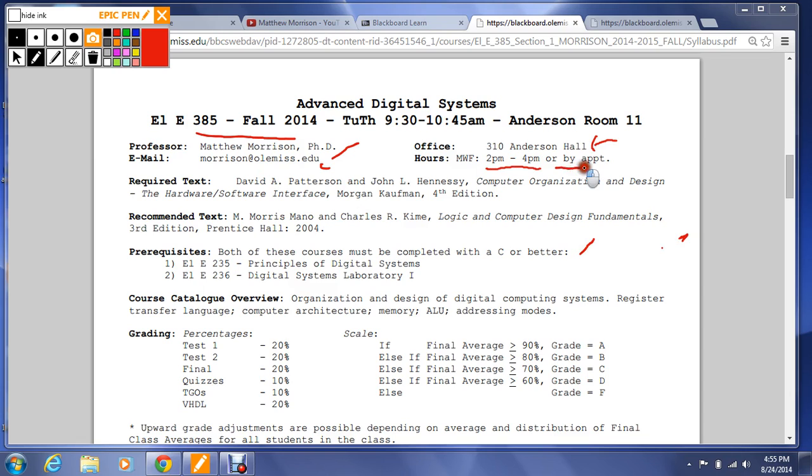Or by appointment, meaning that if you can't make these office hours, it is okay to email me and set up a different time that is more convenient for you, and I will make a time available for you, given that I can make it work, which more often than not I can. So answer number one on the extra credit is morrison@olemiss.edu. My office is 310 Anderson Hall, and my office hours are Monday, Wednesday, Friday, 2 to 4 p.m. or by appointment.